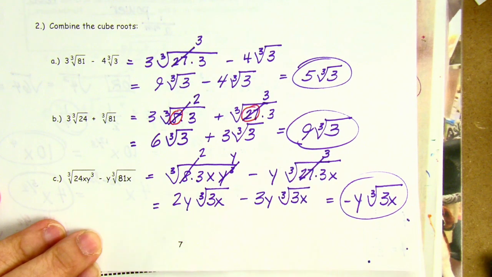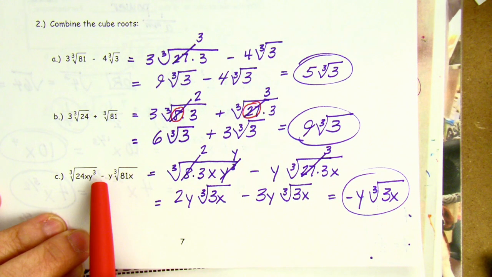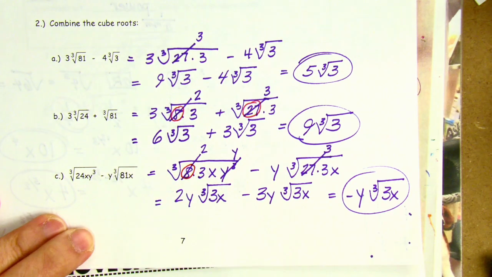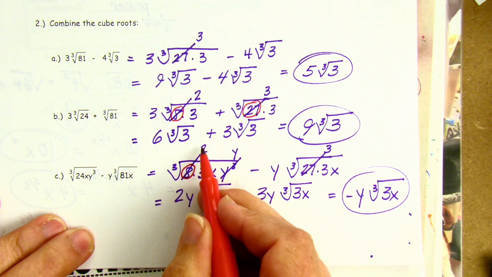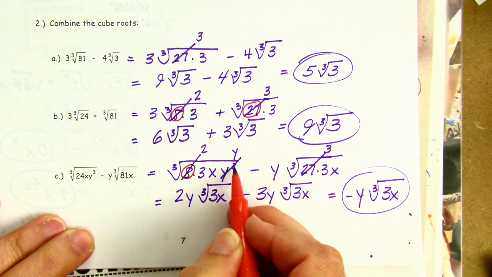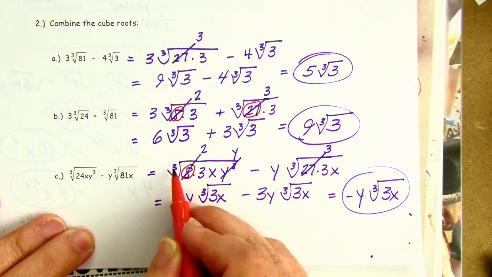Here we're going to look at this with variables. Okay, there is subtraction in between. I'm going to break the 24 again into 8 times 3, where 8 is the cube. That's going to come out as a 2. 3 to the power 1 stays in. X to the power 1 stays in. Y to the power of 3 comes out as y to the power of 1. I don't have to worry about absolute value bars because the index is odd.